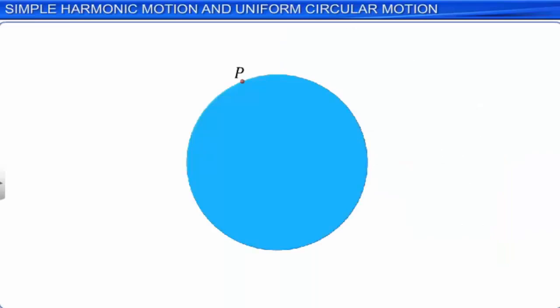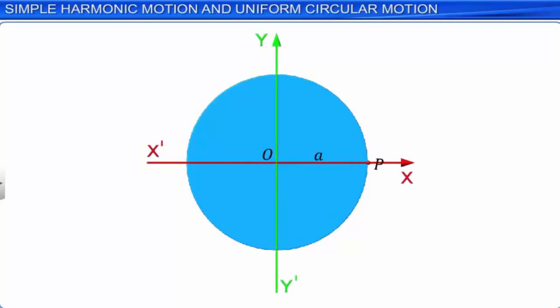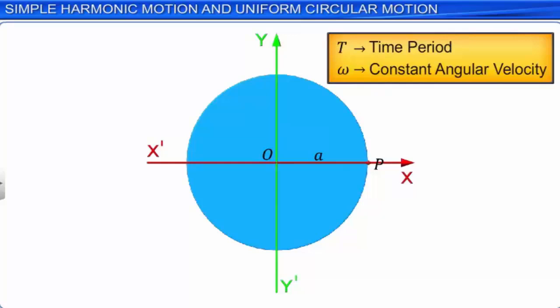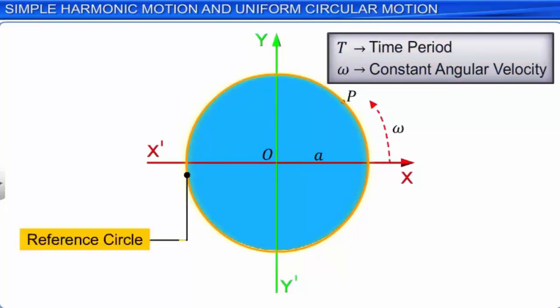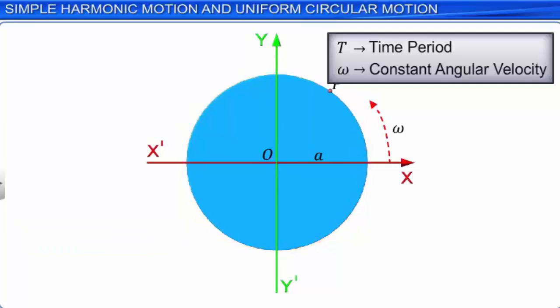Consider a particle P revolving along the circle of radius A with the center of the circle at the origin O of the coordinate axes. This particle is called the reference particle. Let the particle revolve with the time period T and a constant angular velocity omega. This circle is called the reference circle.